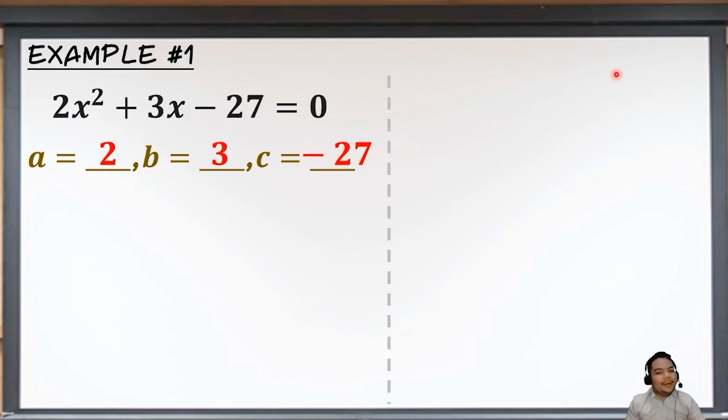Ayan, o, di ba parang automatic na siya. So pwede mo siyang isulat ng ganyan, and then you can just bring down the constant values as a, b, and c. And don't forget that if it is minus, it is considered as negative. So for example, we have -27. The value of that constant will be -27. So huwag mo kakalimutan yan. Sobrang importante niyan pagdating sa quadratic formula. We have to consider the signs.